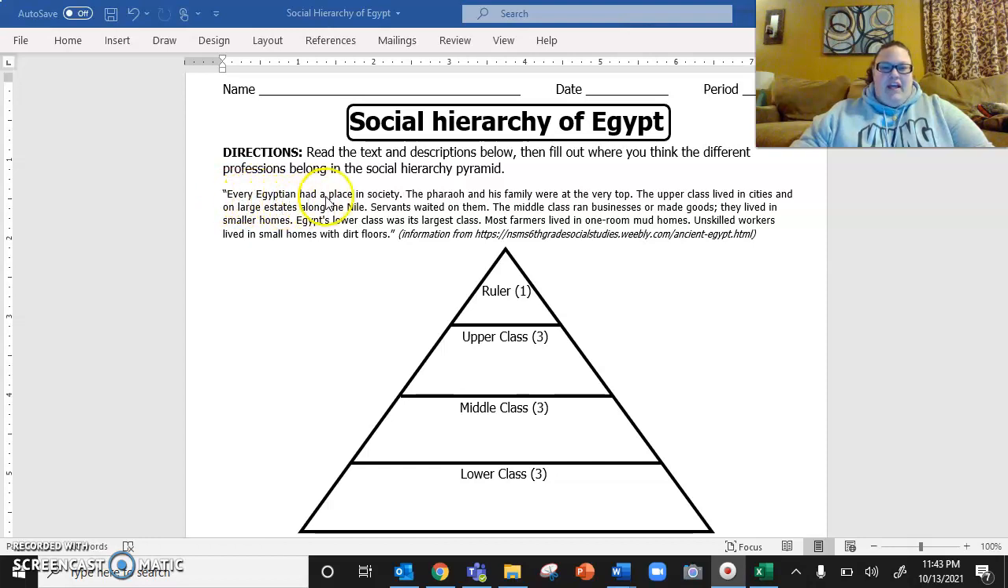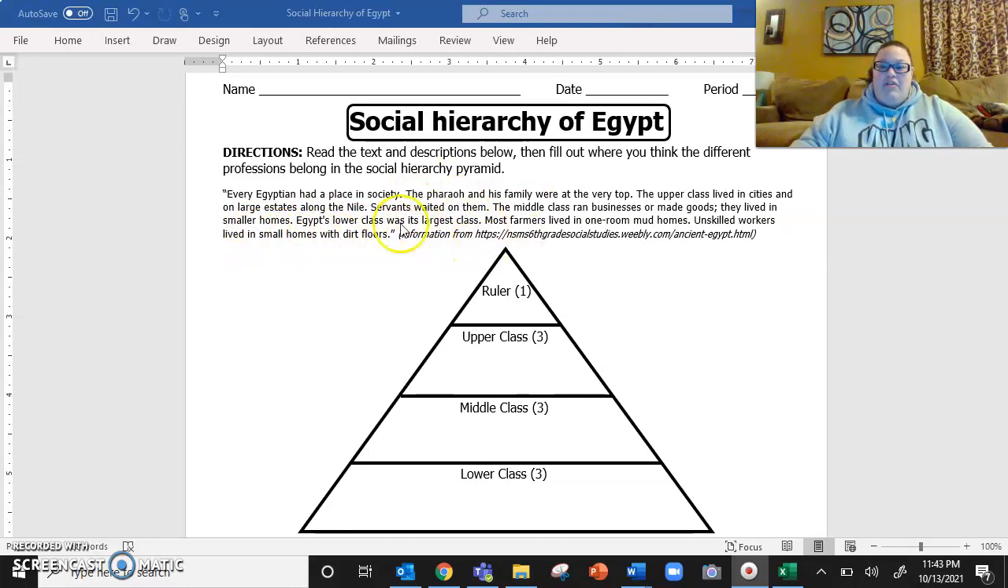Every Egyptian had a place in society. The pharaoh and his family were at the very top. The upper class lived in cities and on large estates along the Nile. Servants waited on them. The middle class ran businesses or made goods. They lived in smaller homes. Egypt's lower class was its largest class. Most farmers lived in one-room mud homes. Unskilled workers lived in small homes with dirt floors.